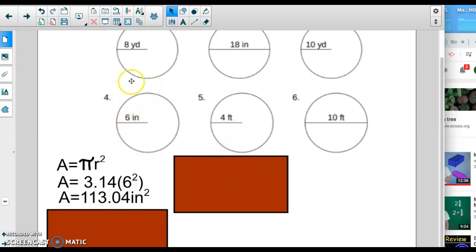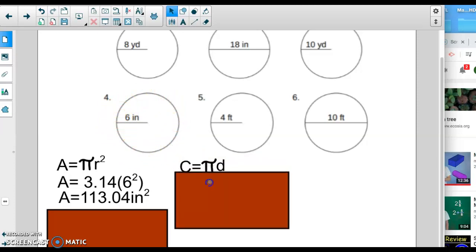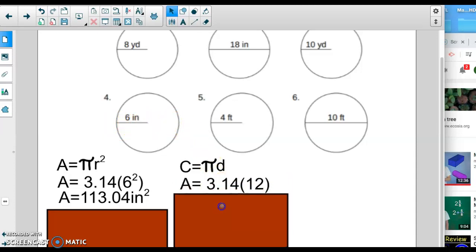Now, for the same circle, I want to go ahead and calculate the circumference, which is just the perimeter of the circle. So that formula is circumference is pi times diameter. We're not given the diameter, we're given the radius. So we're going to double it. So when we see this in our formula here, oops, I have an A here. This should be a C.